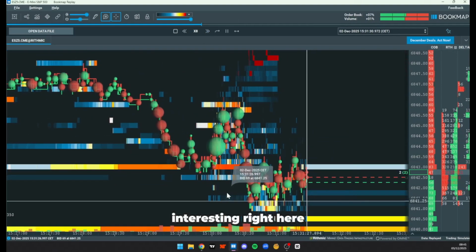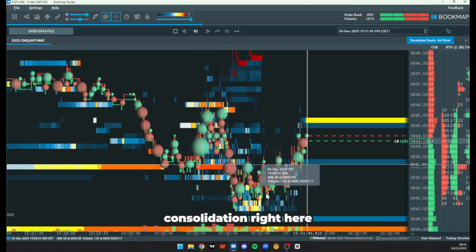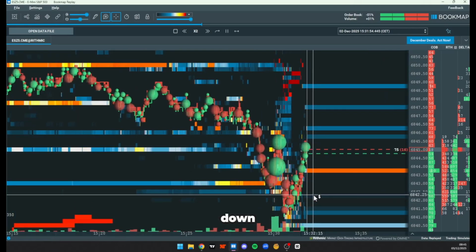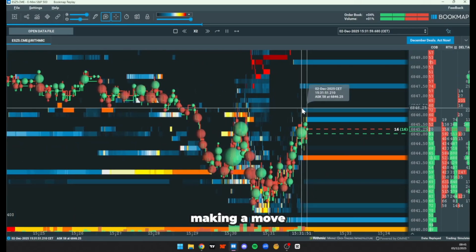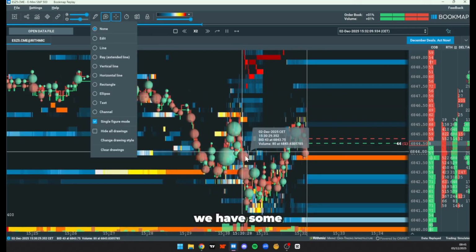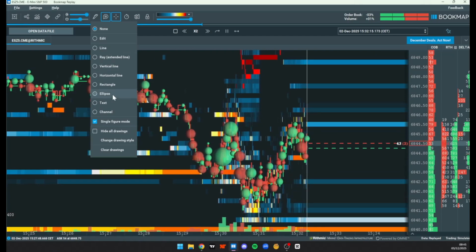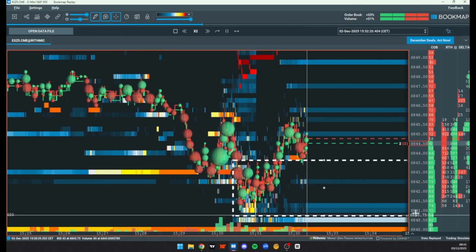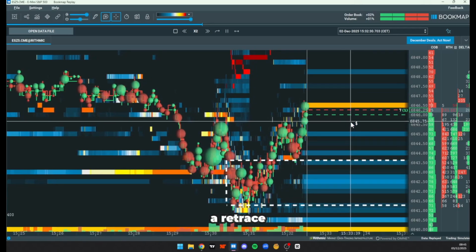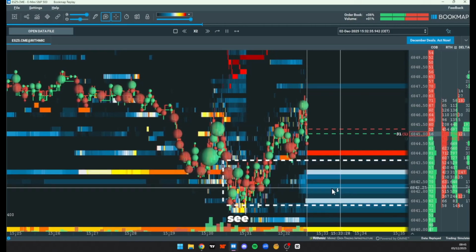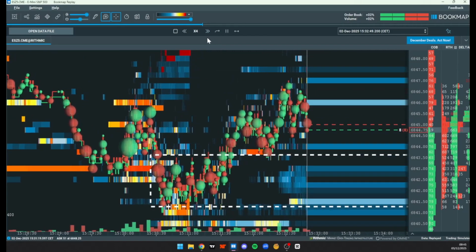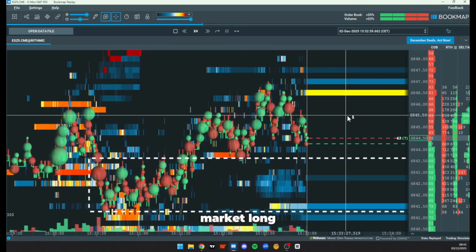And what was interesting right here is right off the bat, we see this consolidation right here, okay, with some aggressive selling and price couldn't go any further down. So we have this consolidation and then we're making a move to the upside. So immediately I was thinking, okay, we have the sweep already. We have some heavy selling, price cannot go any further. And we have some consolidation right here with heavy selling where price cannot go any further down. All I need to do now is wait for a retrace into this area, see sort of a double bottom with weaker selling and aggressive buying. And this is where I'll decide to take the market long.